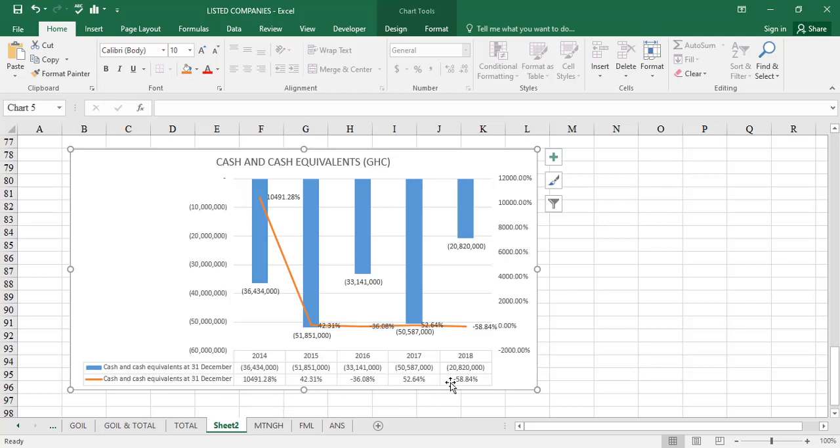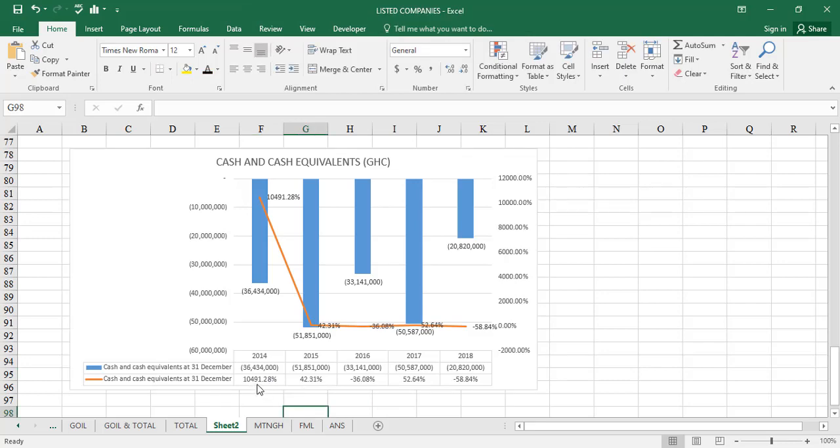Now, if you look at the growth rate, because they are all negative, the growth rate does not really make sense in this case. If you look at 2014, it stood at 10,491.28%. That means 2013 was even higher than the figures that we are seeing here. And in the subsequent years, it has been negative, negative, negative, negative. So it tells us that Total Ghana has been operating with bank overdraft or loans, which explains how much finance cost they've been paying. We've already looked at that.